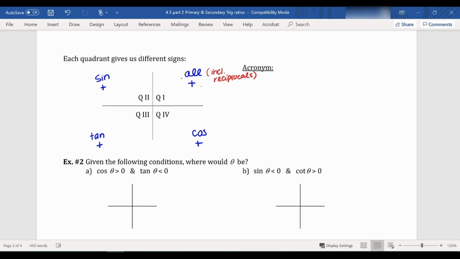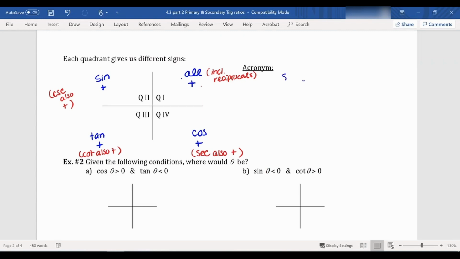Sine being positive means cosecant also would be positive. Tangent being positive means cotangent is also positive. And cosine being positive means secant would also be positive. So if a trig ratio is positive, its reciprocal must also be positive in the same quadrant. You may have learned an acronym to remember this in grade 11. There's two different ones that are common.